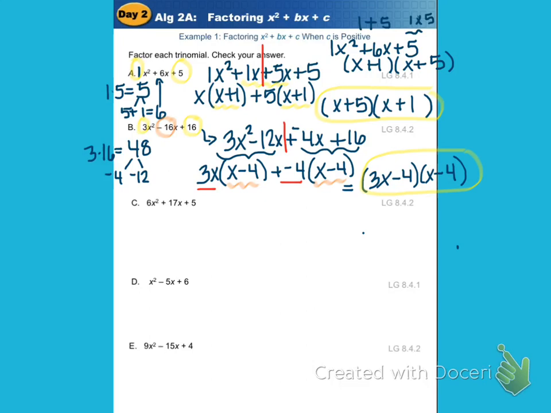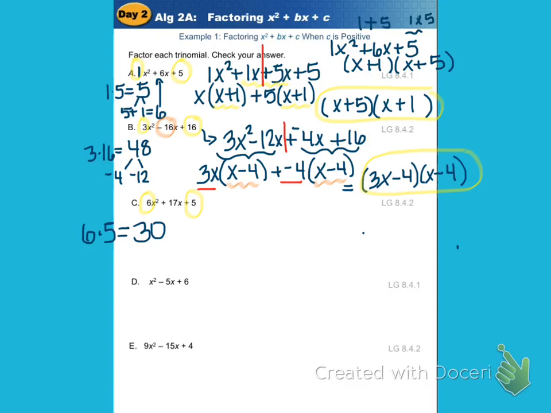And we're going to go ahead and try one more of these together, and then I'll leave a couple of them for you to try before we move on. In example C, I've got an A of 6 and a C of 5. So when I do the A times the C, I get 30. So I'm looking for factors of 30 that add to 17. And right away those just came to my mind.